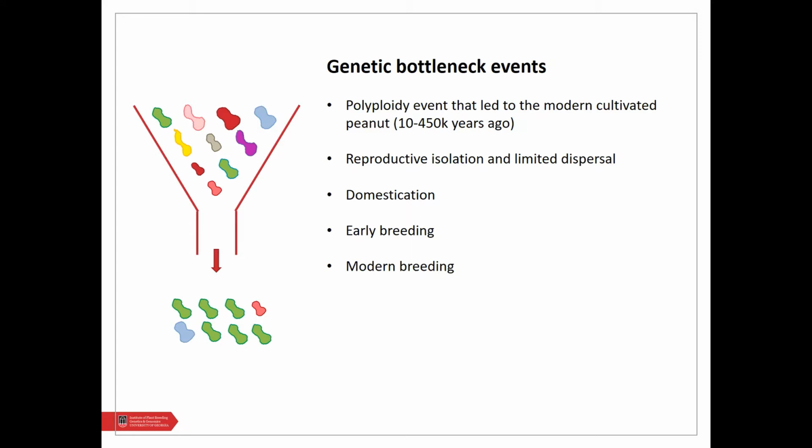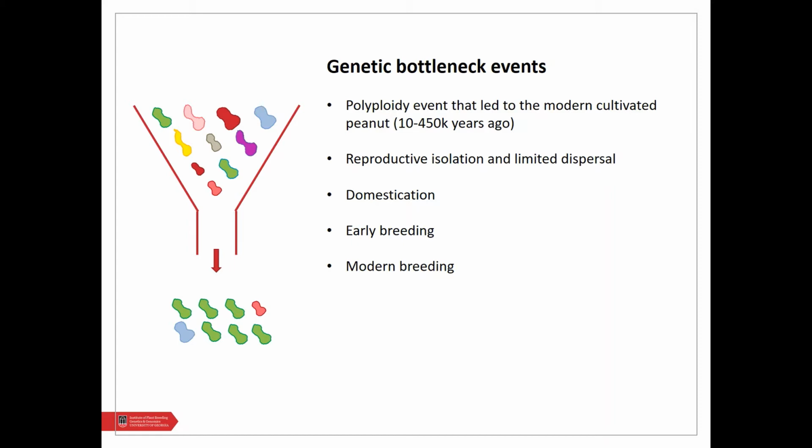Peanut has undergone several genetic bottlenecking events, or reductions in genetic diversity, the most noteworthy of which is the polyploidy event that led to modern cultivated peanut. This would have caused some level of reproductive isolation, coupled with peanut's limited seed dispersal. It would have conspired to keep early variation pretty limited.